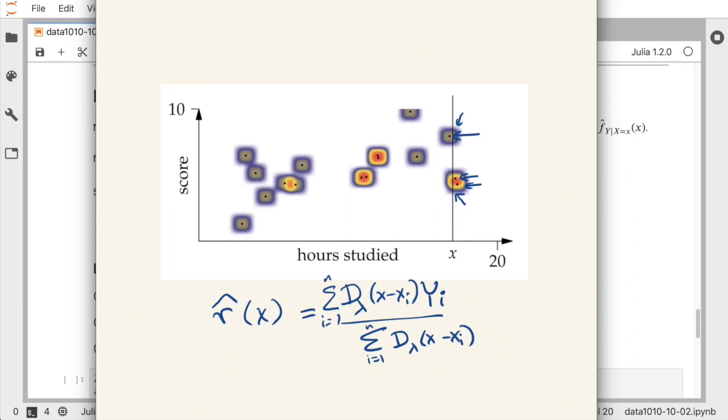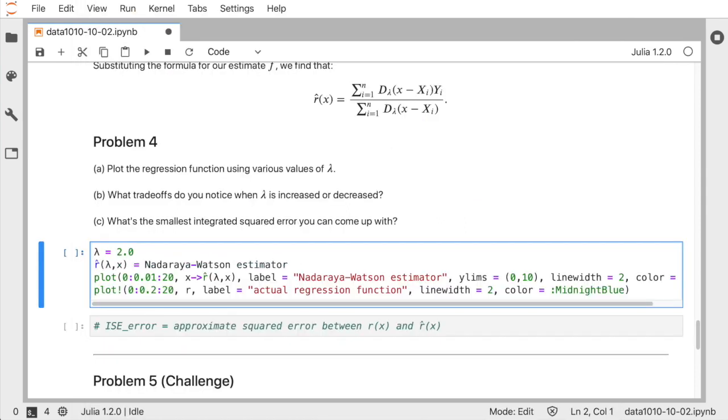And so we get this formula for the estimator. There's a lot of notation here, but don't worry about that too much. It's just telling you a weighted average of the yi's. So we can plot that to see what's going on.